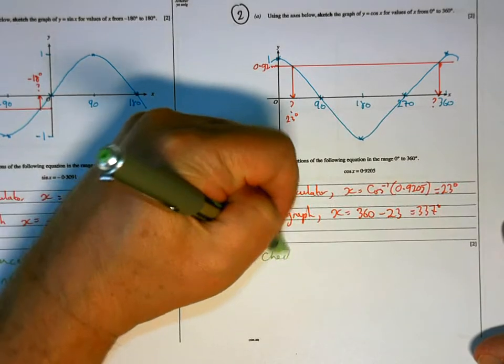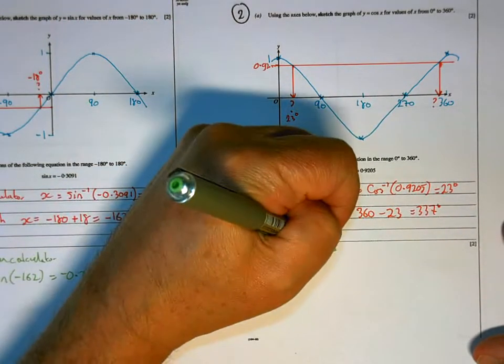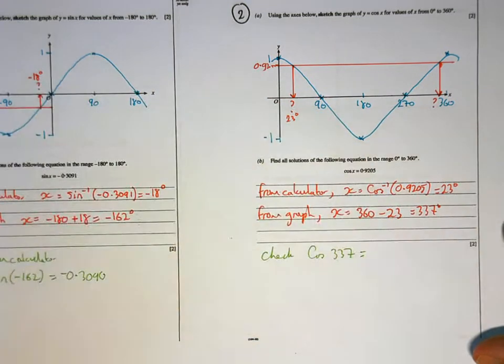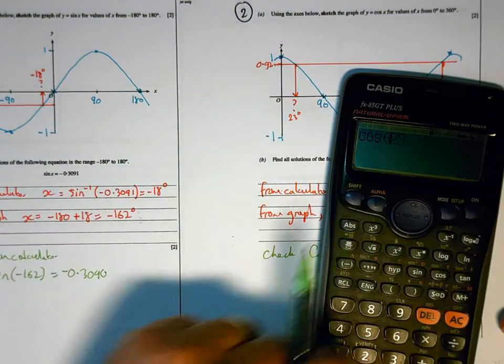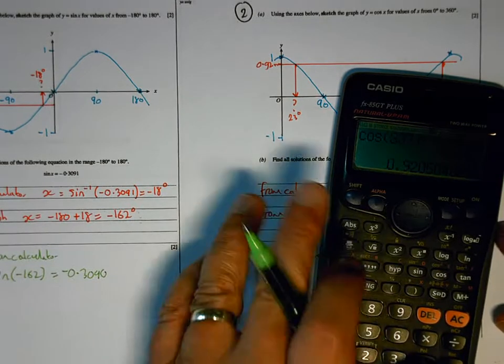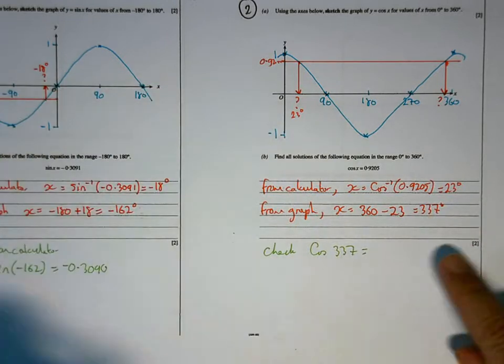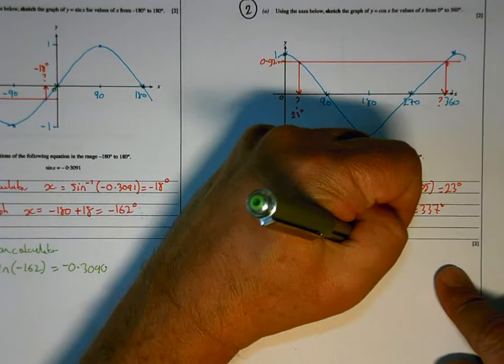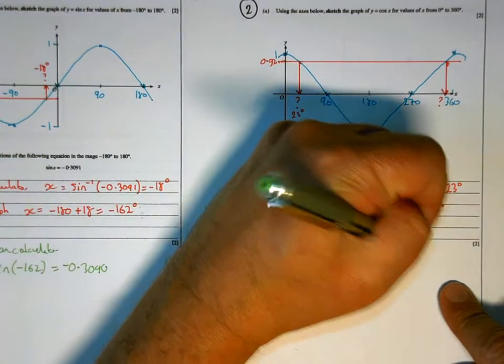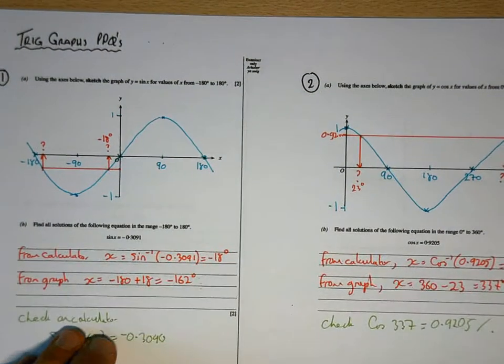And again, we can do a check. Cos of 337, cos 337, 0.920. So it's not exactly the same, but it's good enough to know that I'm right. So I know that I'm right. Okay?